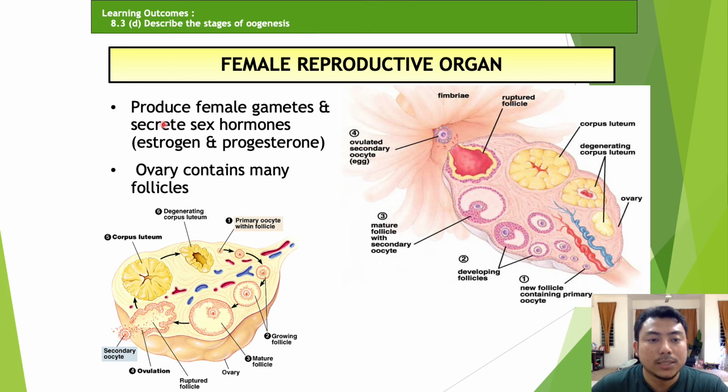Okay, so let's have a look here. The function of the ovary is to produce female gametes and sex hormones, i.e. estrogen and progesterone. And ovary contains many follicles. So we have here many follicles inside here. And the growth of the follicle will start with the growing follicle. We have the primary follicle, and then later we have the secondary follicle, and etc. Okay, so this diagram is only a general diagram showing you the structure.